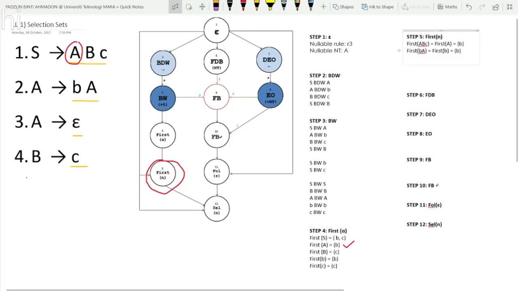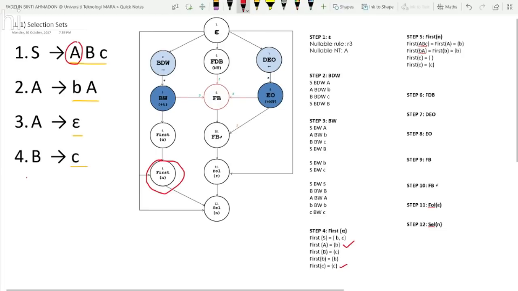Okay, next, first epsilon. First epsilon is nothing, it's an empty set. So I'm just going to write an empty set. And finally, first C equals C, as what we get from step 4.